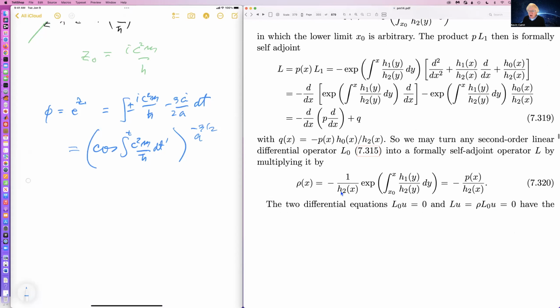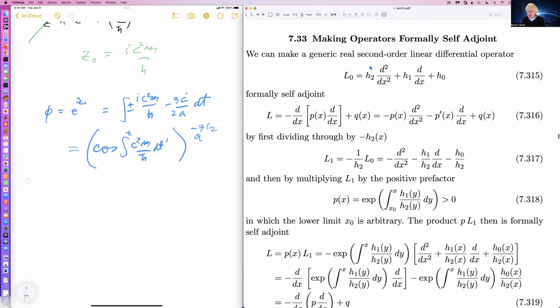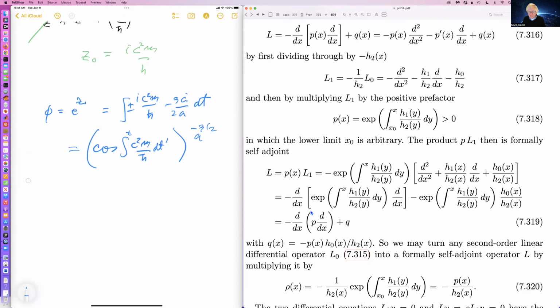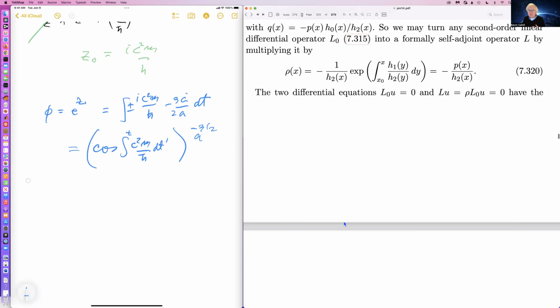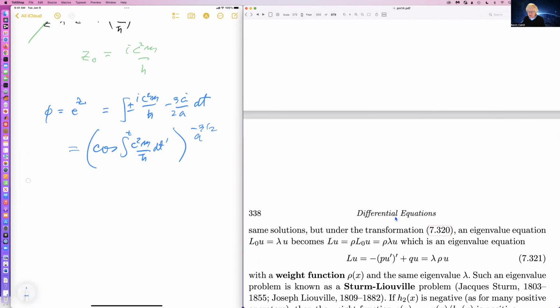So in other words, we can turn any second order linear differential operator L0, which would say anything like that, into this form, the self-adjoint form, if we multiply it by something we can call rho, which was minus 1 over h2, this exponent of the integral. This thing we call p, so it's equal to this. And the two differential equations have the same solutions under the transformation, but under the transformation, the eigenvalue equation becomes different.